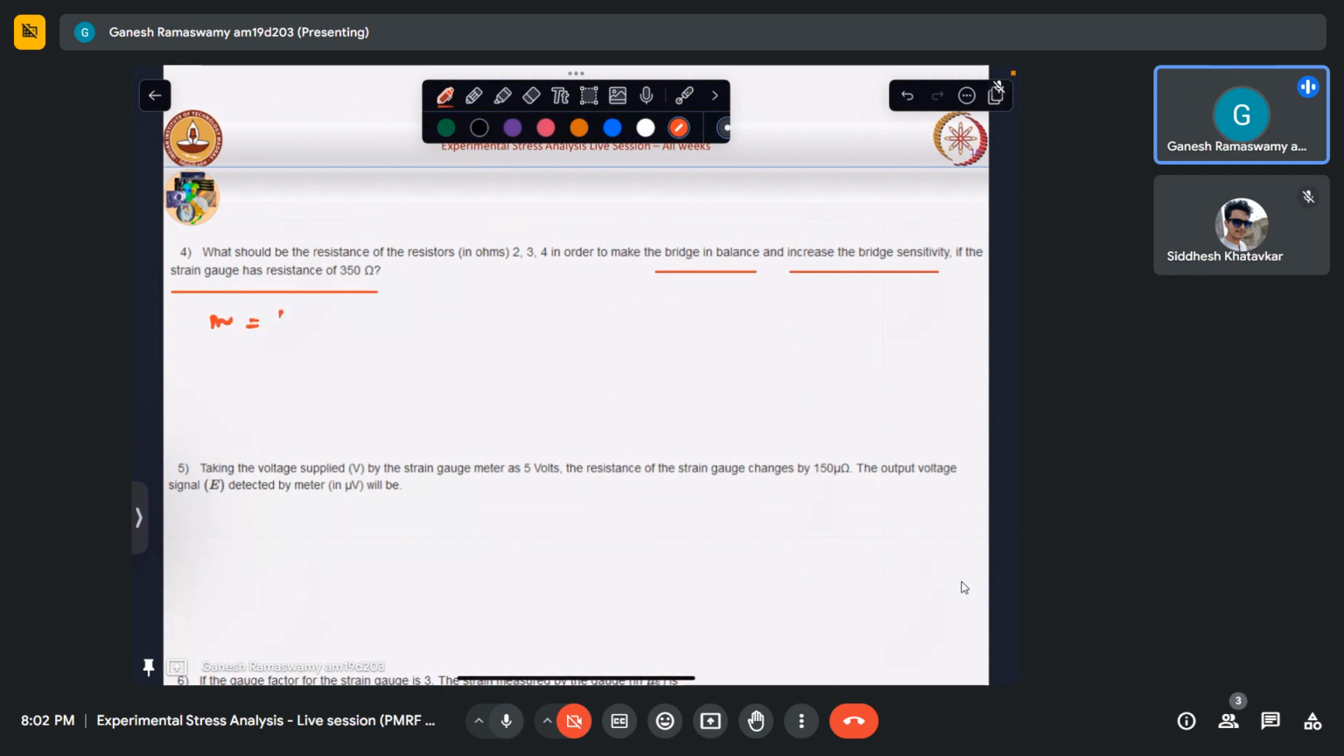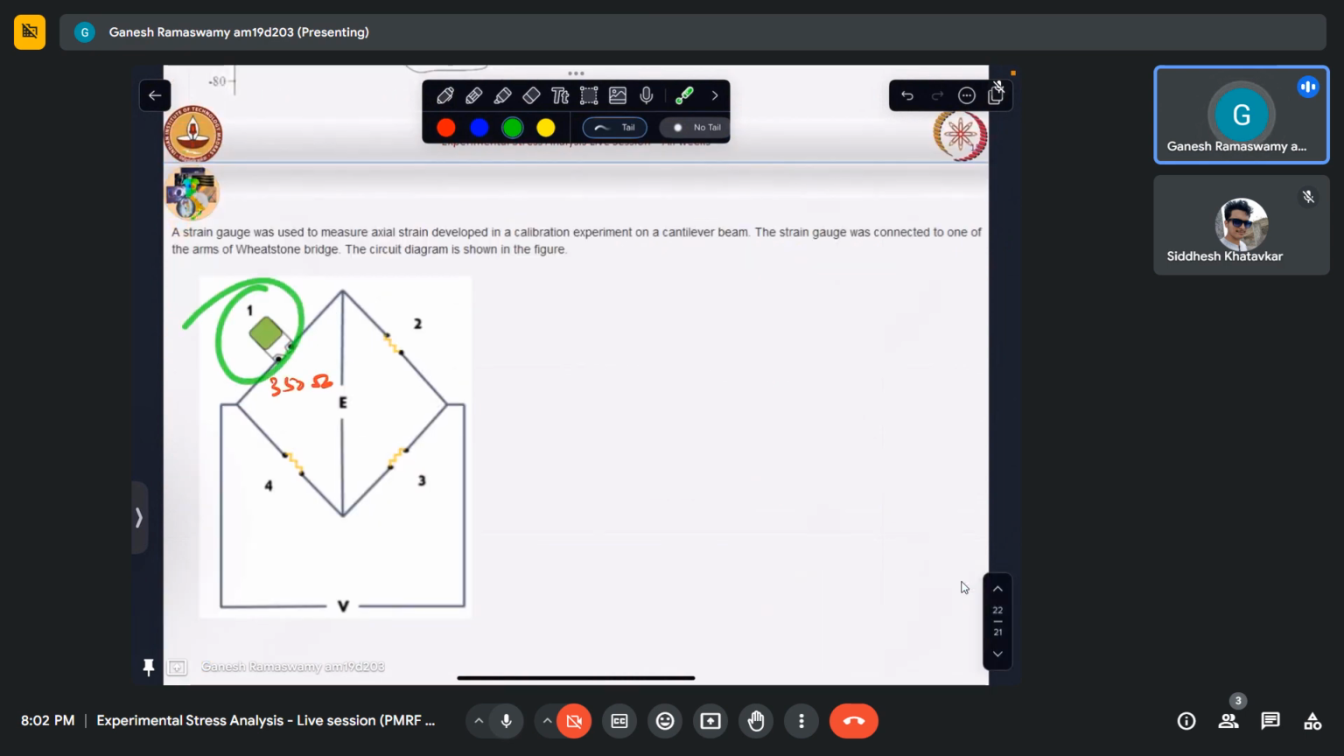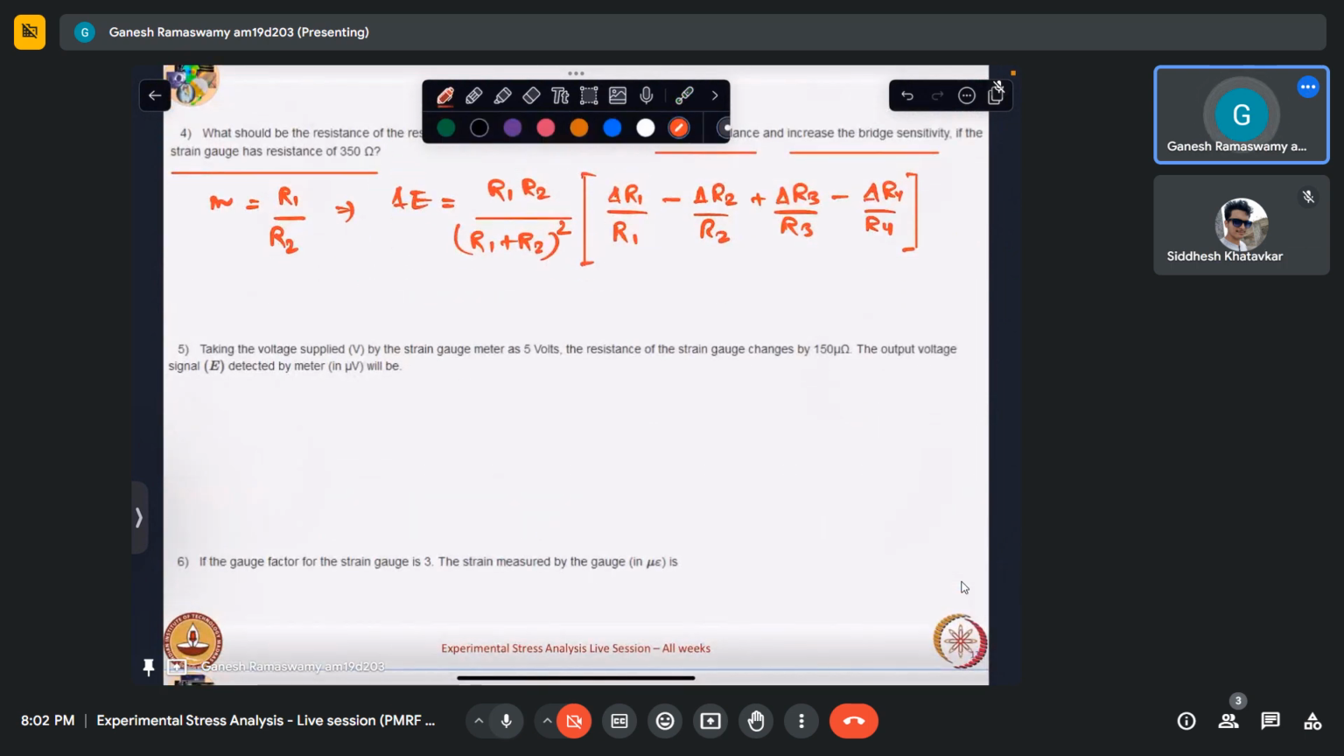Now we know M is given by R1 by R2, and there is one expression for the output voltage, which is R1 R2 by R1 plus R2 the whole squared into delta R1 by R1 minus delta R2 by R2 plus delta R3 by R3 minus delta R4 by R4. Granted, this is for a case where there are four resistances and all are changing, whereas in our present case only one strain gauge is there. The rest are just dummy resistors, so they won't figure in the problem. Essentially, it will be only this portion into the output voltage. So naturally, these quantities will not appear.